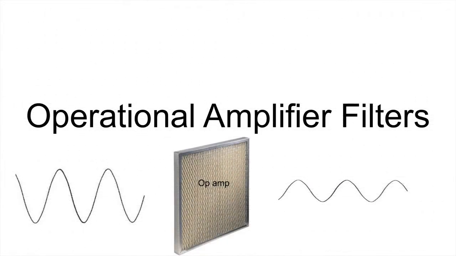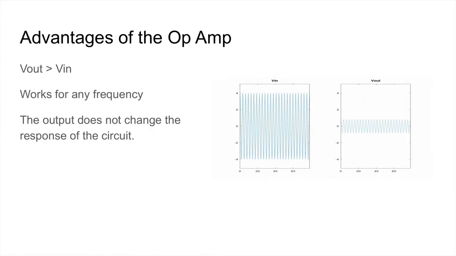Hello everyone. Today we will be going over operational amplifiers, or op-amp filters. An op-amp is a neat little component with a variety of uses. What makes an op-amp so neat? Well, there are a few advantages to the op-amp compared to passive circuits, which just use the resistor, the capacitor, or an inductor.